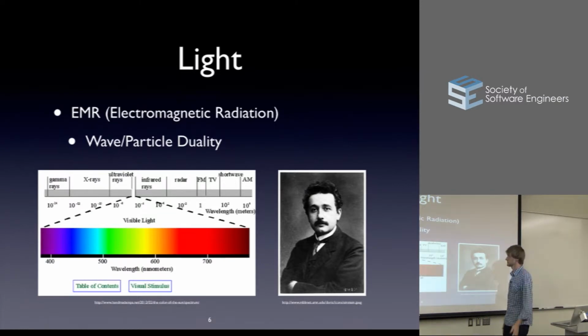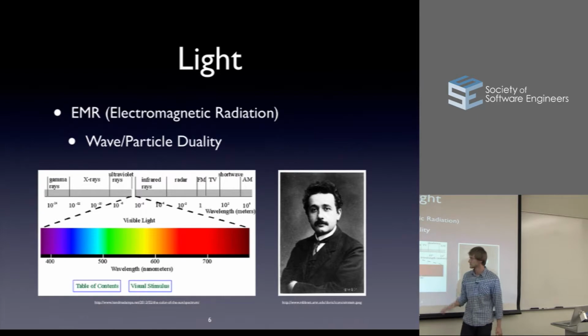So what the heck is light? Light is electromagnetic radiation, obviously. Charged particles or waves flying through space. What we tend to care about is this range here, 400 to 700 nanometers approximately. That obviously goes all the way down to gamma rays and then up to microwaves.